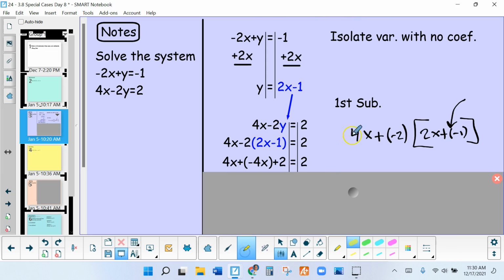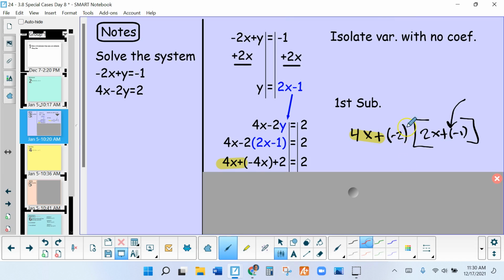We're going to copy this part down that we're not using. I repeat, I am not going to add 4 and -2. First of all, they're not like terms. Second of all, I have to distribute before I can combine like terms, even if they were like terms. So I got to distribute first.